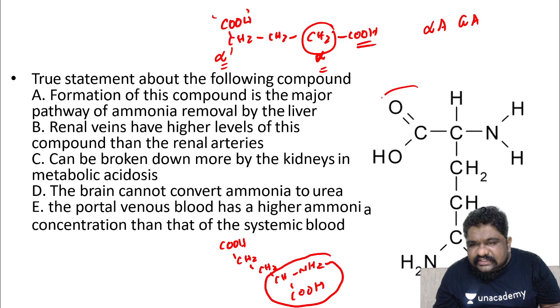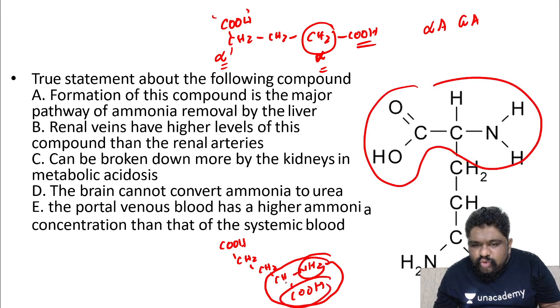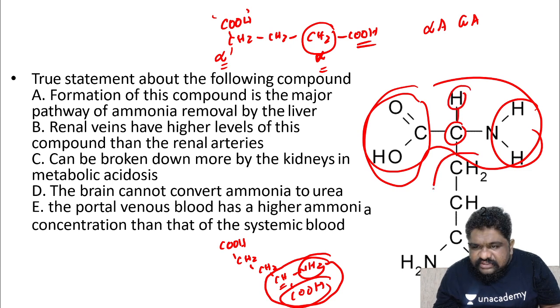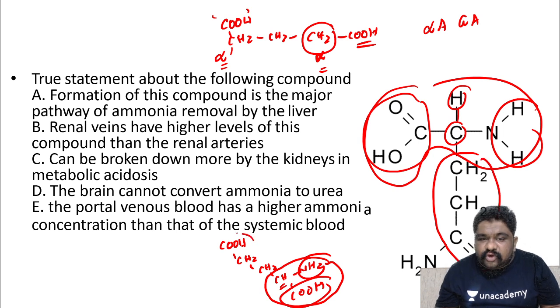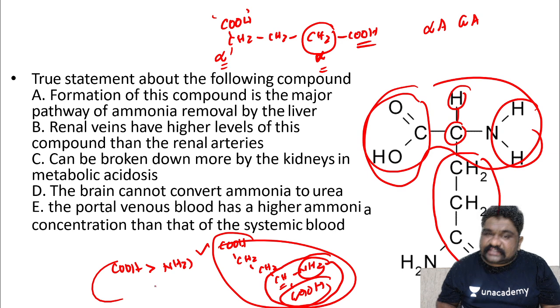Now where do you see this part in the given structure? This part is seen here. COOH and NH2, both of them are bound to a carbon, which is bound to a hydrogen, and the rest is bound to CH2, CH2, COOH. This is called glutamic acid. Glutamic acid is a dicarboxylic acid. Look at the number of carboxyl groups here, 1 and 2. Because the number of COOH groups is more than the number of NH2 groups, this is an acidic amino acid.